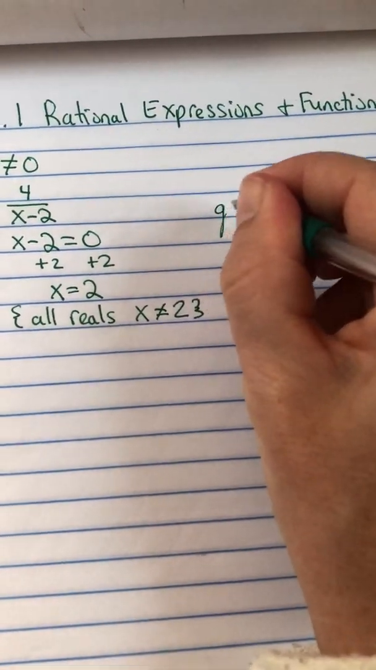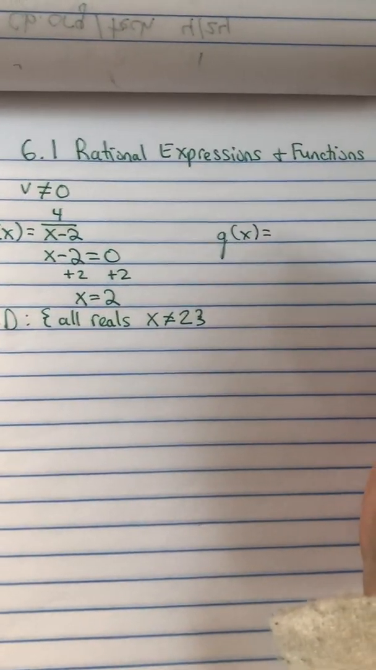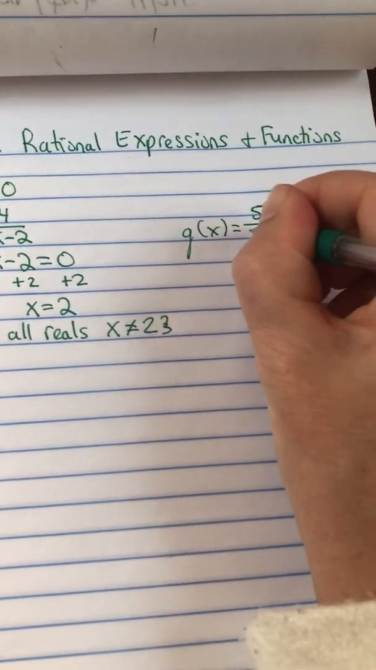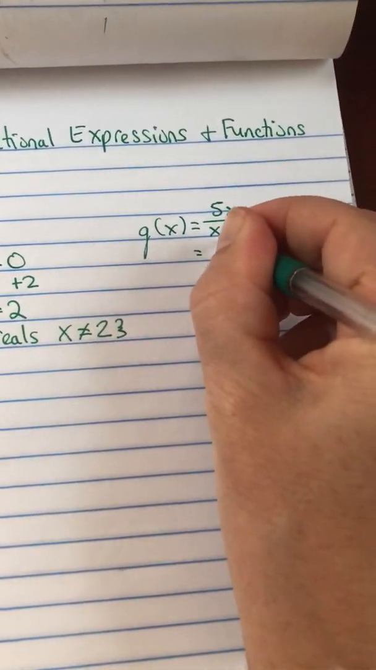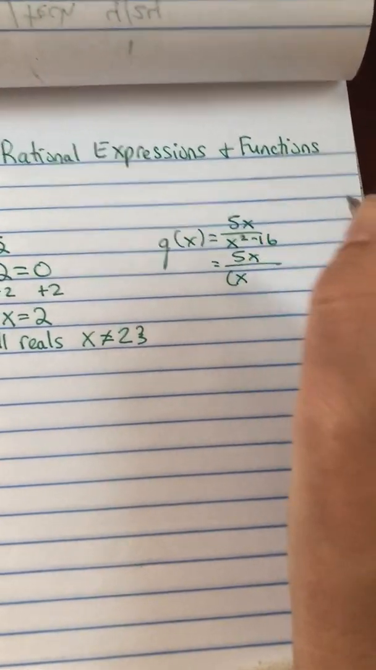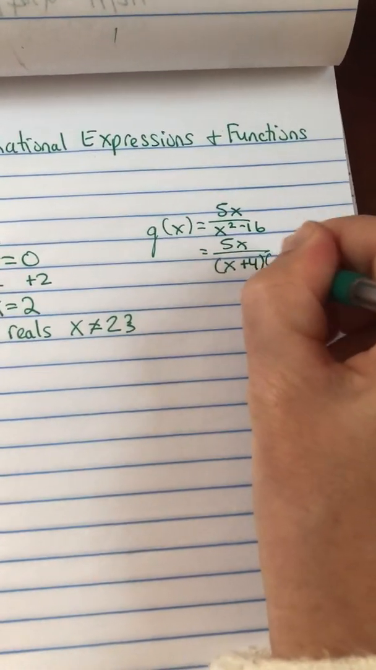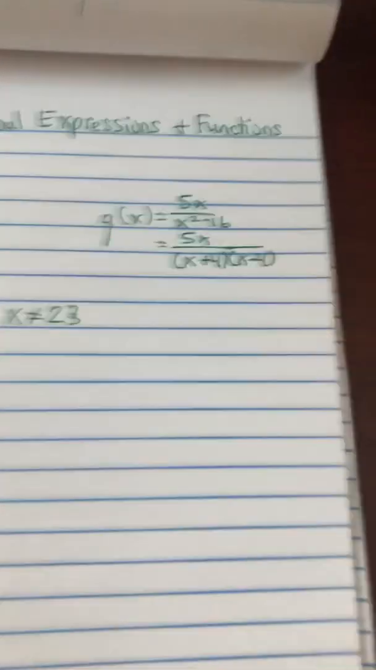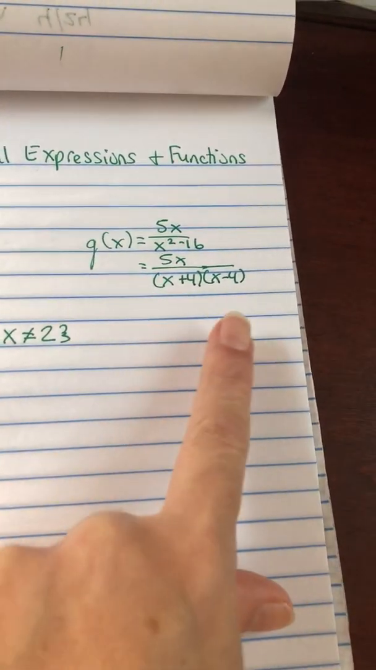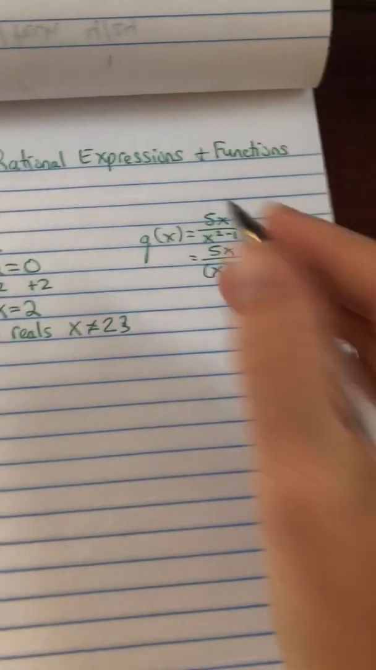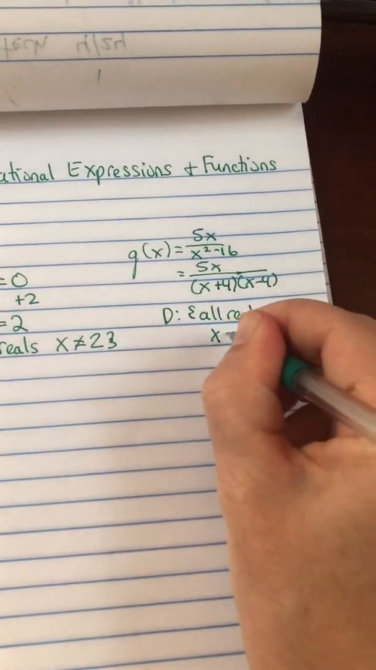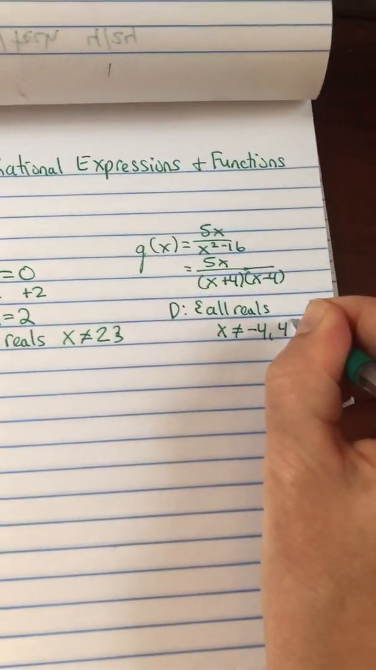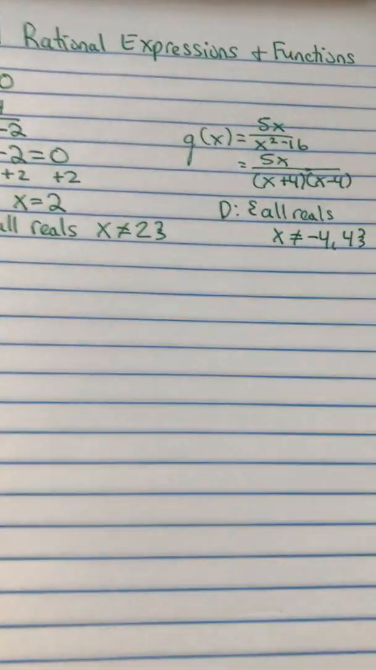And then a little bit more complicated. g of x equals 5x over x squared minus 16. x squared minus 16 is a difference of two squares, so you can factor that first to get x plus 4, x minus 4. So your domain, x can't equal negative 4, because that would give you 0 there, and x can't equal 4, because that would give you 0 there. So your domain is all reals, but x cannot equal negative 4 or 4.